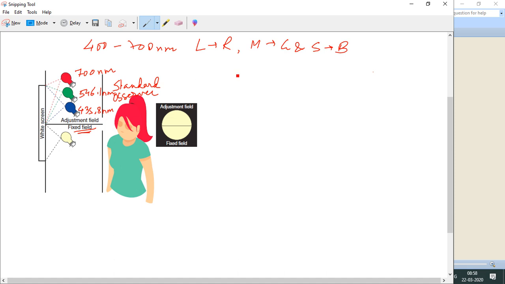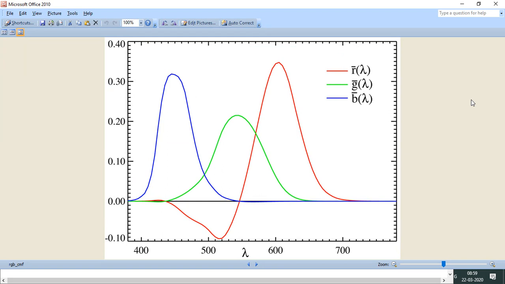After this experiment was done, it was observed that if the relative quantities or intensities of the additive lights used for matching the color in the fixed field were mapped against the wavelength in nanometers of those lights, the data, after conducting the experiment, gave some plots like this.